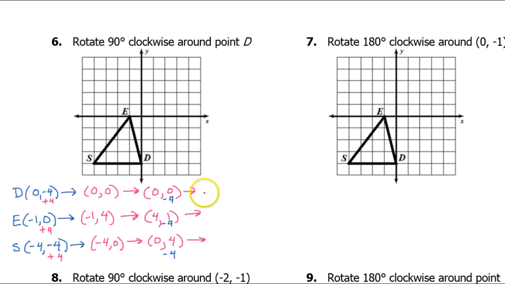And so what's that going to give us? And this will be the final answer, so we can go ahead and call this D prime. So D prime will be 0, negative 4. Notice that's what we started with, which makes sense because if you rotate around point D, it's not going to move. Anyway, point E prime is going to be 4, negative 3. And point S prime will be 0, 0. That is interesting.